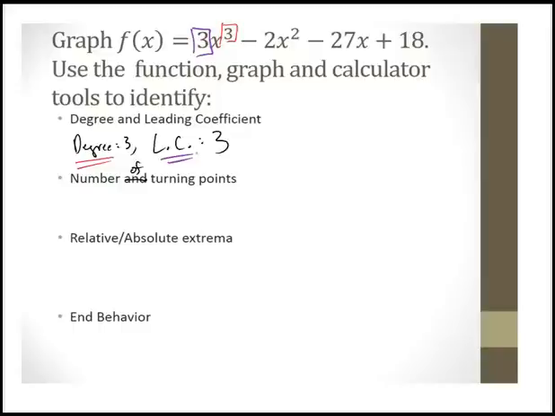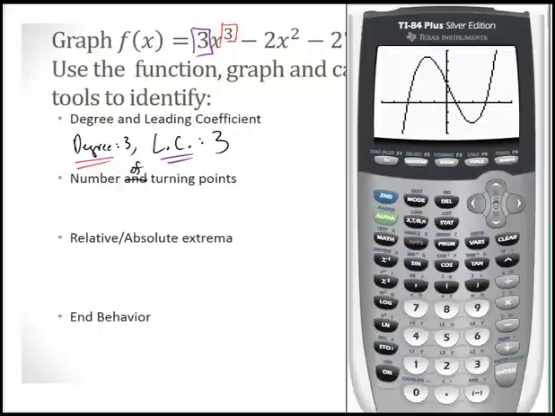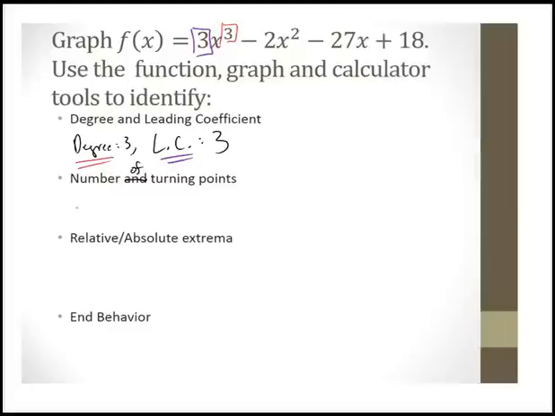What is the number of turning points? Well, looking at the graph, we see a turning point. Now, a turning point where it changes from increasing to decreasing or vice versa. So I see 1, 2 turning points. So I see 2 turning points.